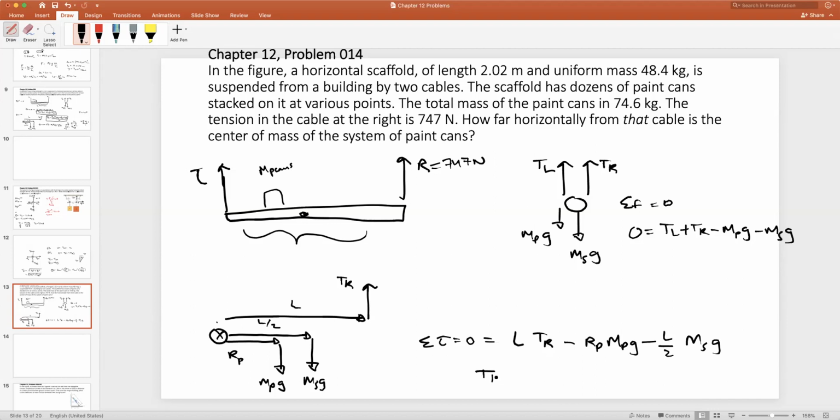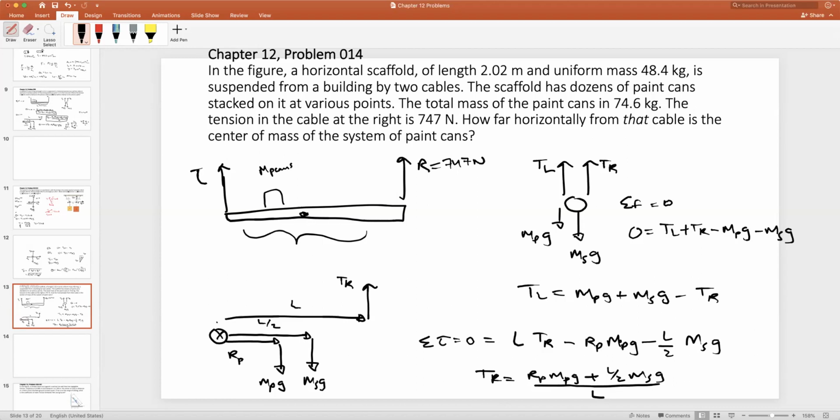Solving this for T_R, which I did earlier, I get R_P times the mass of the paint cans times G, plus L/2 times the mass of the scaffold times G, all divided by the total length. Once I get T_R, I know that T_L is the mass of the paint cans times G plus the mass of the scaffold times G, minus the tension on the right. So whatever this is, subtract it from the weight of those two, and you'll get the tension on the left.